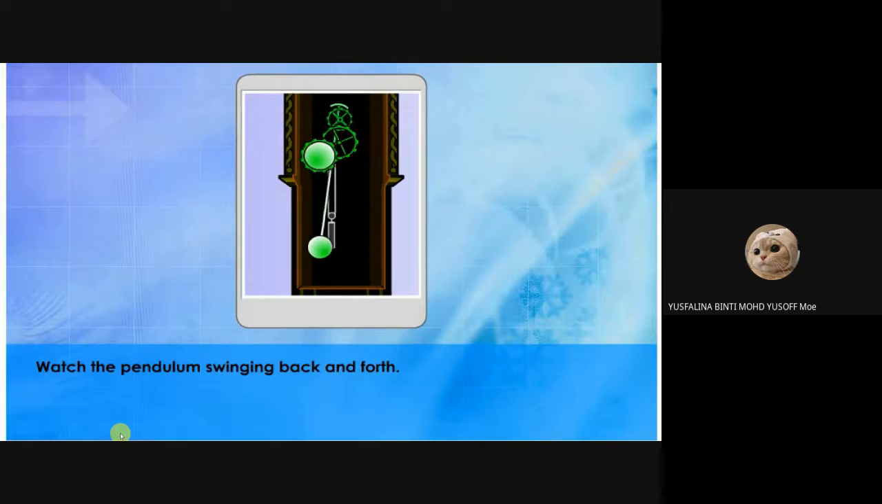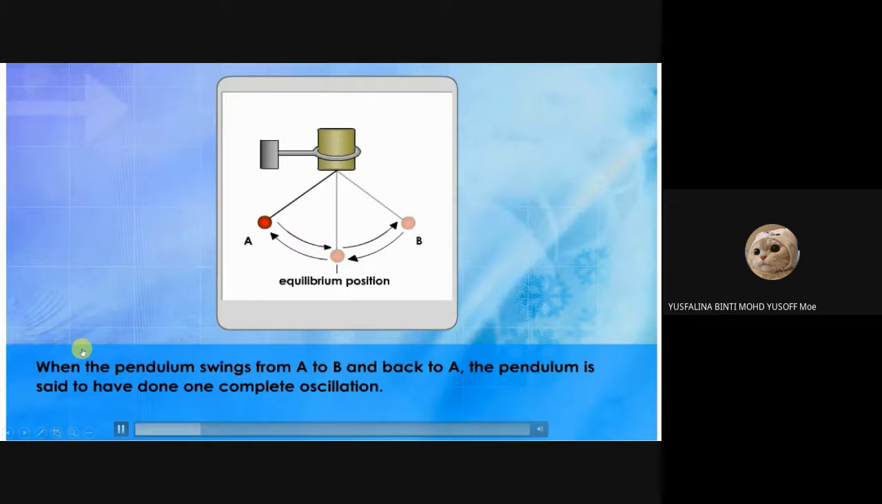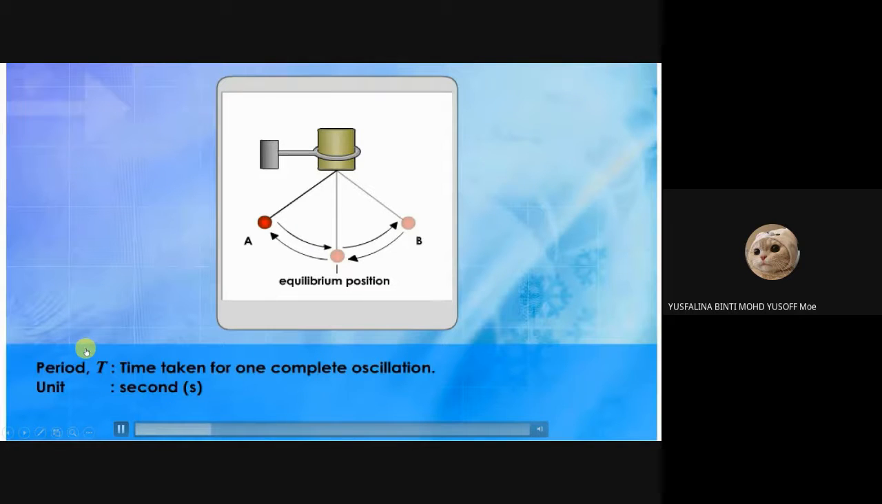Watch the pendulum swinging back and forth. When the pendulum swings from A to B and back to A, the pendulum is said to have done one complete oscillation. The time taken for one complete oscillation is known as its period. So let's say you swing from point A, it goes to the equilibrium position, goes to point B, back to the equilibrium position, and goes back to A. This is called the period, the time taken to make one complete oscillation.